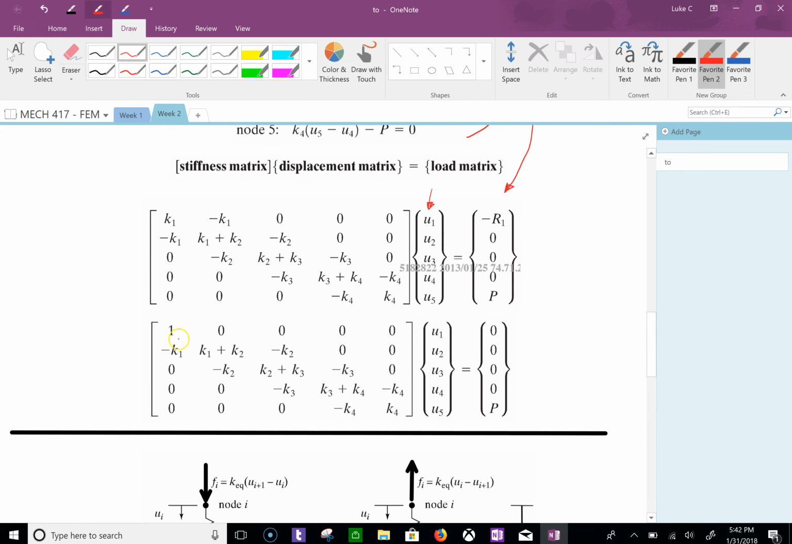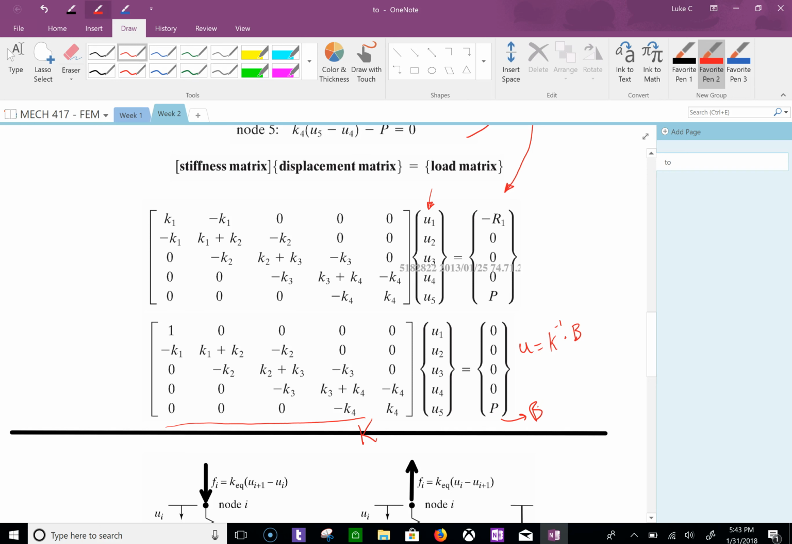Okay, so we set the first row so it's 1, 0, 0, 0, 0. So therefore, if we multiply that through, we get U1 equals 0. And then we apply our load P. And then you can use your matrix division or matrix identities. Here you can do the K inverse (-1) times this load matrix. So this whole matrix is K, and then this is your matrix B.